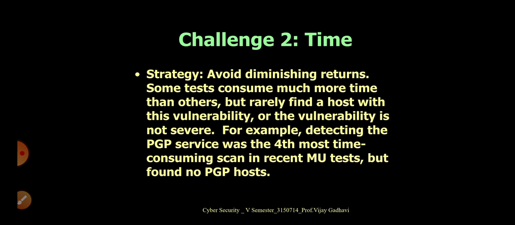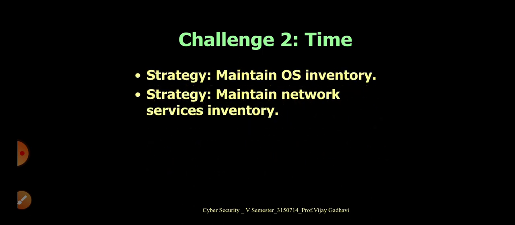Then the next strategy: avoid diminishing returns. Some tests consume much more time than others but rarely find a host with this vulnerability, or the vulnerability is not severe. For example, detecting the PGP service was the fourth most time-consuming scan in the test but found no PGP host. Then maintain OS inventory and network service inventory. You can monitor all processes and usage of the operating system and your network maintenance.